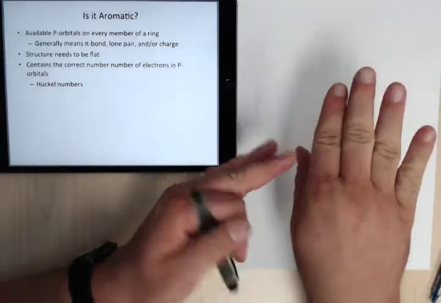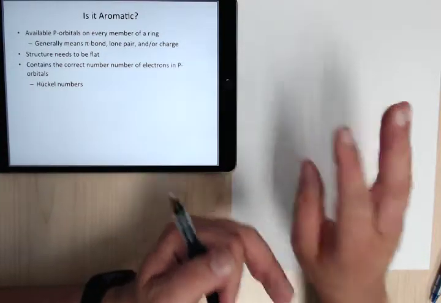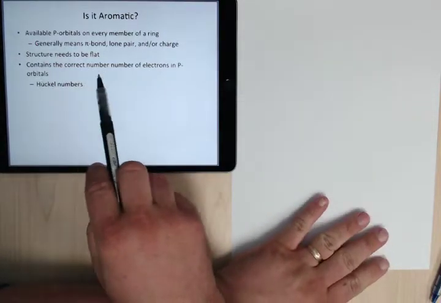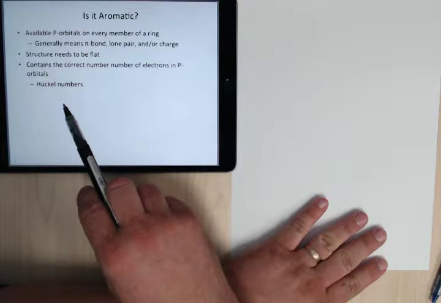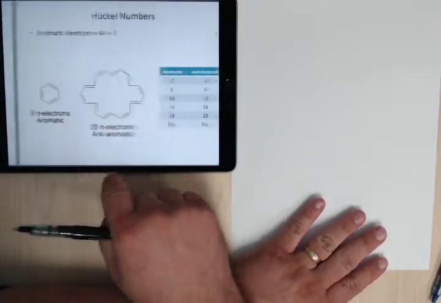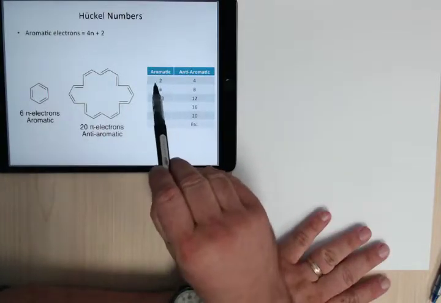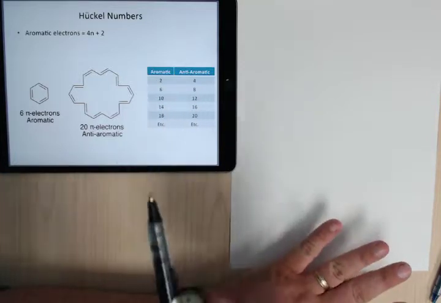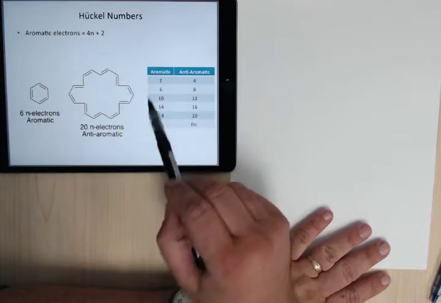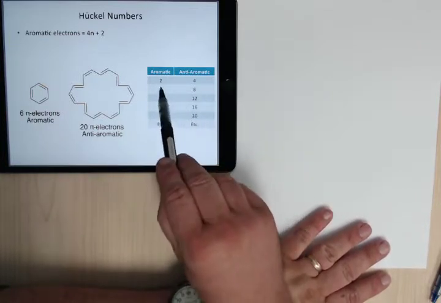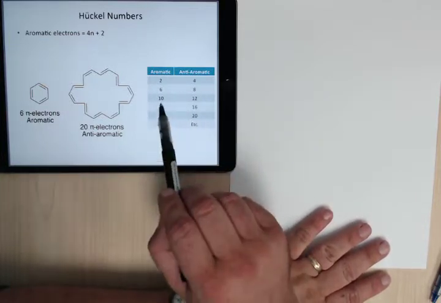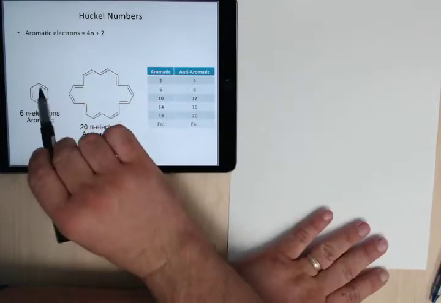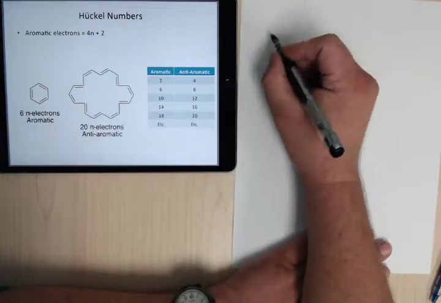If it's not flat, if it's kinked, those p orbitals can't align, and it's going to make it anti-aromatic. And it has to contain the correct number of electrons in the p orbitals. These are what are called the Huckel numbers. It turns out that you go 2, 4, 6, 8, back and forth. I usually just think about this chart, because I know benzene is aromatic, so I have sort of a flagpole. I know 6 pi electrons: 2, 4, 6.